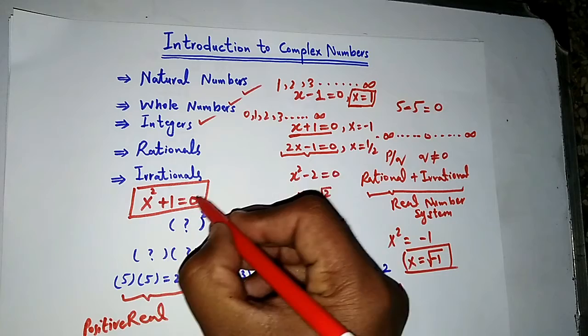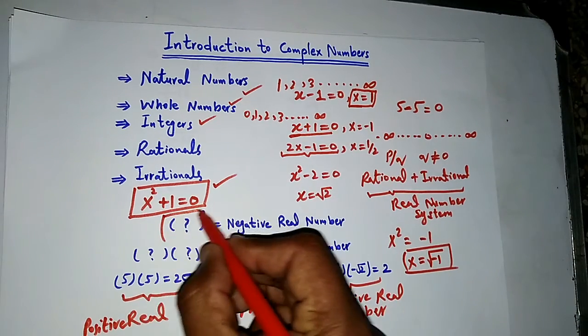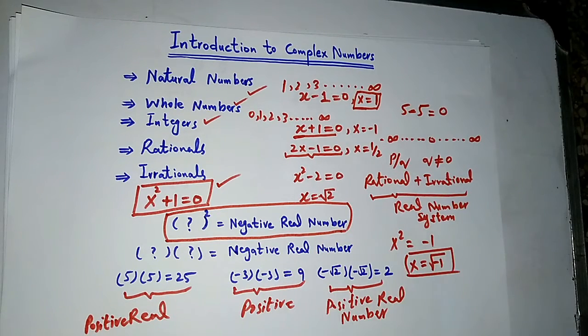First one is x square plus 1 is equal to 0, and the other one is that we take the square of any number and we get a negative real number. So these are two problems which we can't solve with the help of a real number system. So this was the reason that we made a new number system which was called the complex number system.